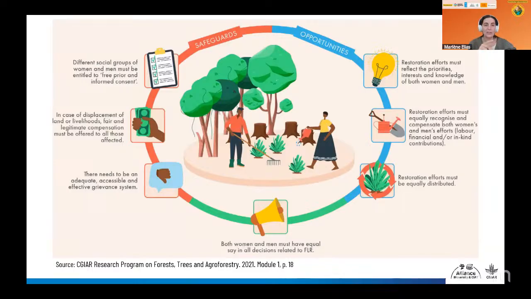There's also another component here, which we pull out more prominently around safeguards. So ensuring that there's free, prior, and informed consent of women and men in communities, establishing adequate compensation, grievance mechanisms in case of unintended negative consequences of projects on women and men in communities.